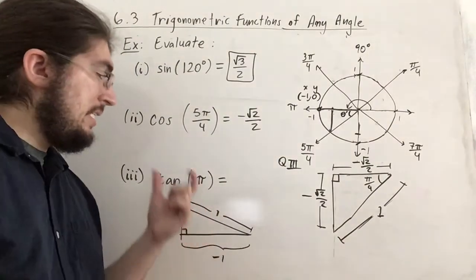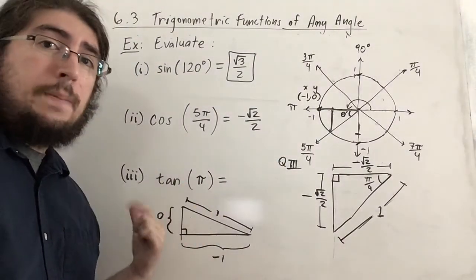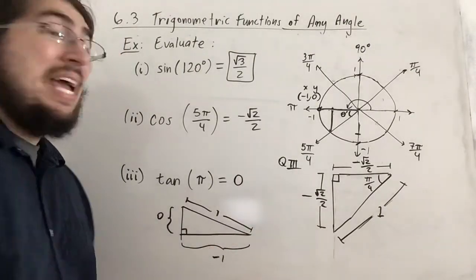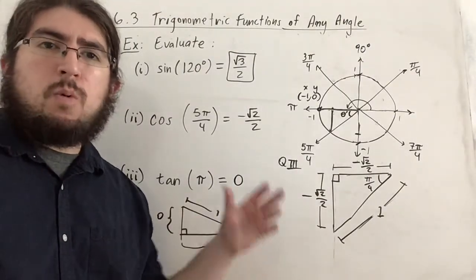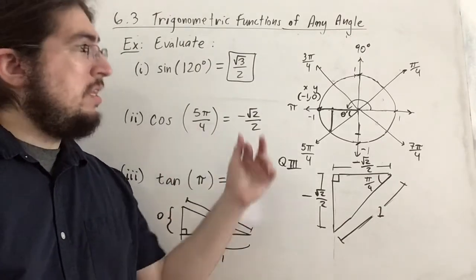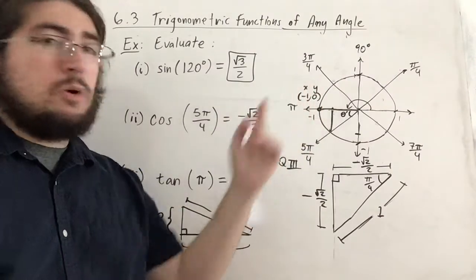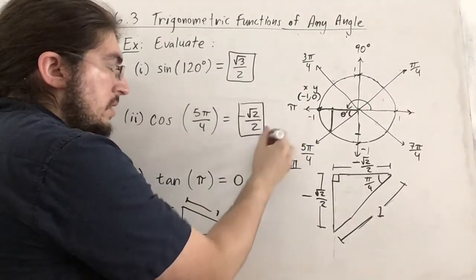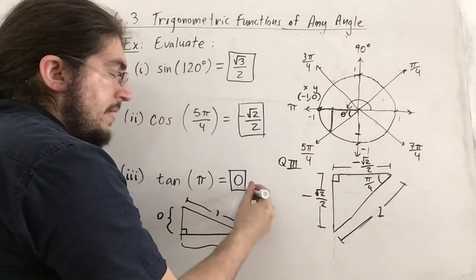Now again, since tangent is opposite over adjacent, this is going to be 0 over -1, which is just 0. And that should make a lot of sense because, again, what we saw for the extension of the definition of tangent for any angle, it's just y over x, which would be 0 over -1 anyways. So this was the answer for number 2, and this is the answer for 3.